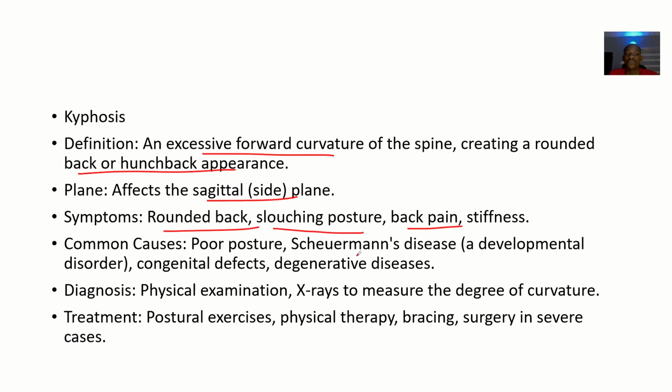What are the common causes of kyphosis? It could be due to poor posture of the patient. It could be Scheuermann's disease, which is a developmental disorder. It could be congenital defects. It could be degenerative diseases, right? For diagnosis, you could use physical examination and X-rays to measure the degree of curvature. Treatments include postural exercise and physical therapy, bracing, and surgery in severe cases, right?